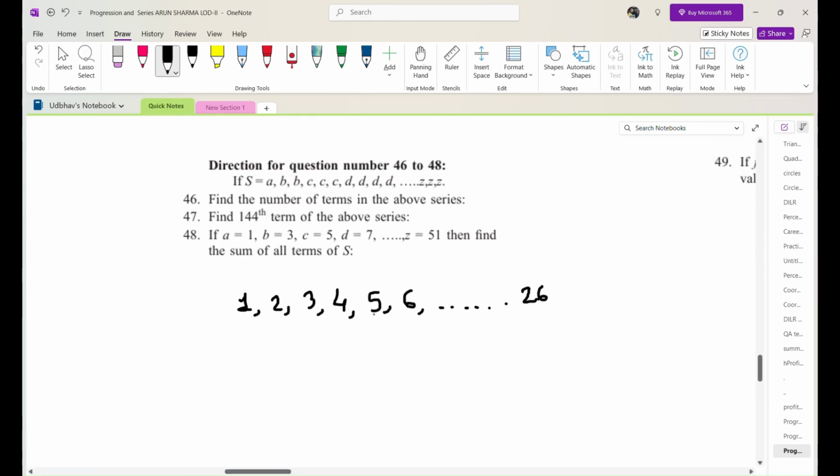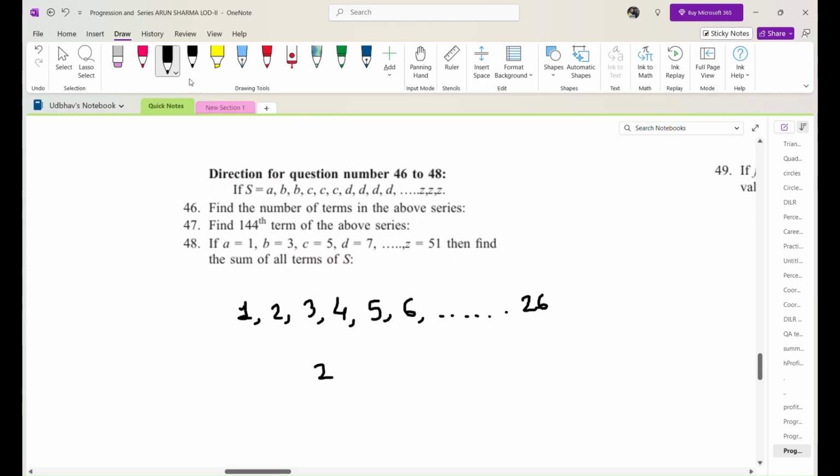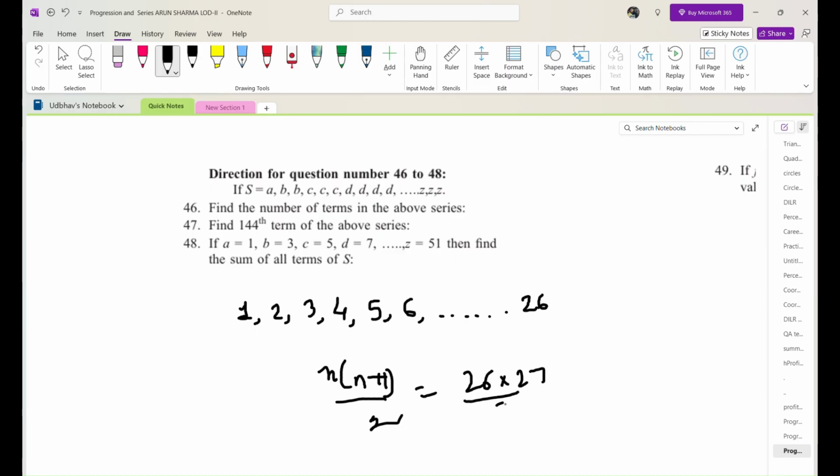This is just the sum of natural numbers. Sum of natural numbers is n into n plus 1 by 2, so 26 into 27 upon 2, 13 into 27, which gives us 351. Number of terms in this series is 351.